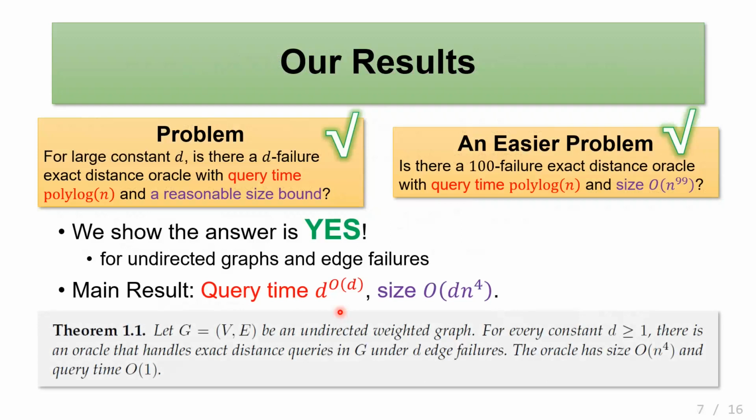The precise statement is as follows: let G be an undirected weighted graph. For every constant d, there is an oracle that handles exact distance queries in G under d edge failures. The oracle has size n to the fourth and query time constant. Here d is a constant, so we also treat d to the O(d) as constant.